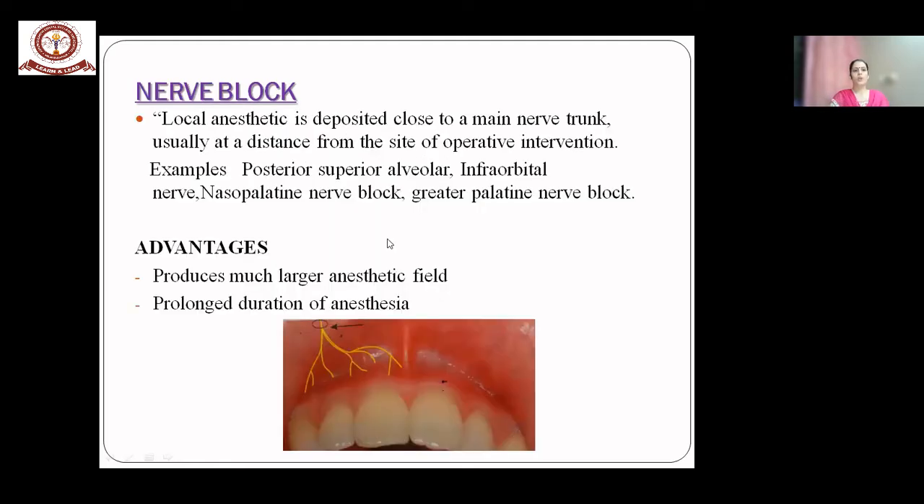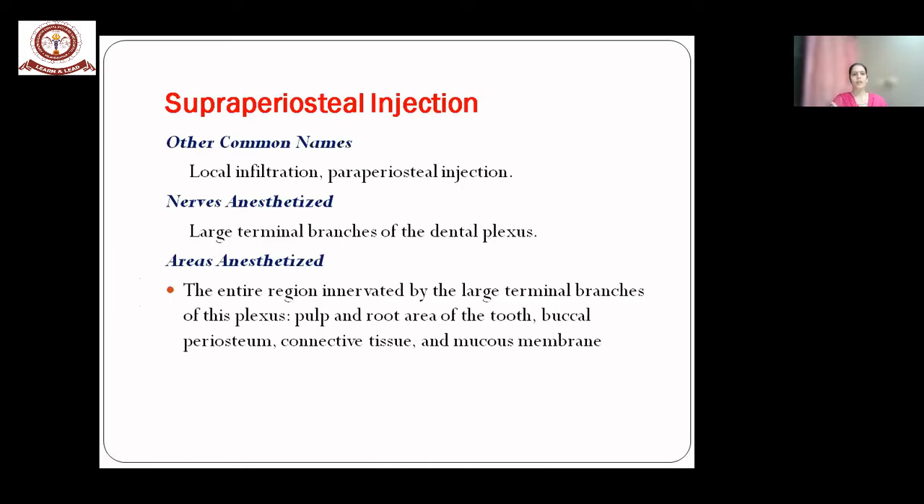So coming to the nerve block, what is a nerve block? The nerve block is deposited close to your main nerve trunk, usually at a distance from the site of operative intervention. For examples, posterior superior alveolar, infraorbital, nasopalatine nerve block, and greater palatine nerve block. The advantages are it produces a much larger anesthetic field, and it also gives prolonged duration of anesthesia.